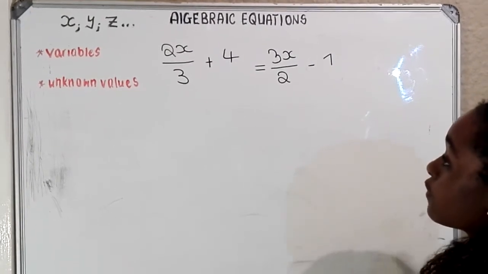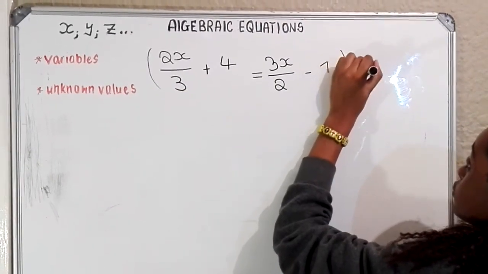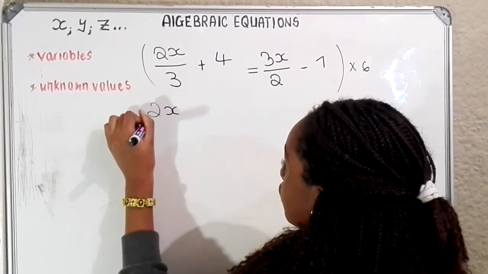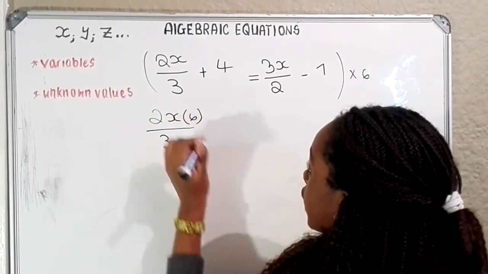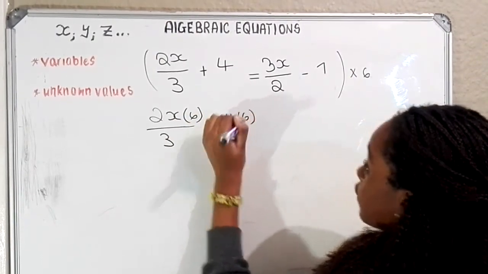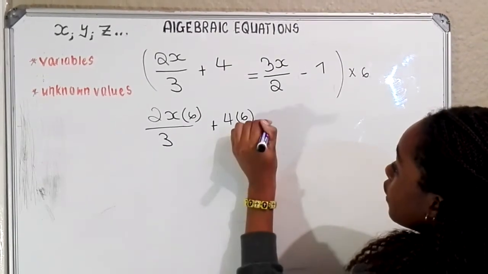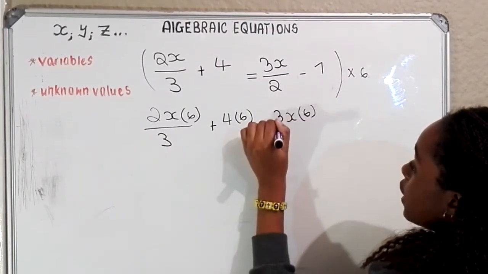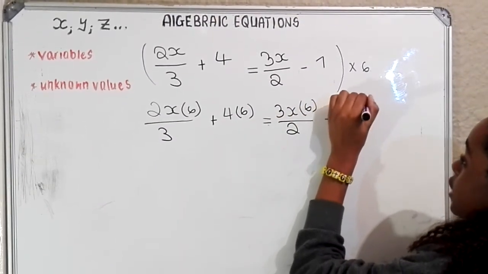So we're going to multiply everything by 6. We're going to multiply everything by 6, right? So you're going to have 2x over 3, and we're going to multiply this by 6, okay? We're going to have plus 4 by 6 as well. And we're going to have 3x multiplied by 6 also over here, over 2 minus 1, and multiply this by 6.